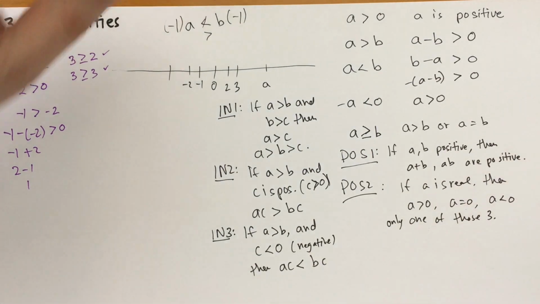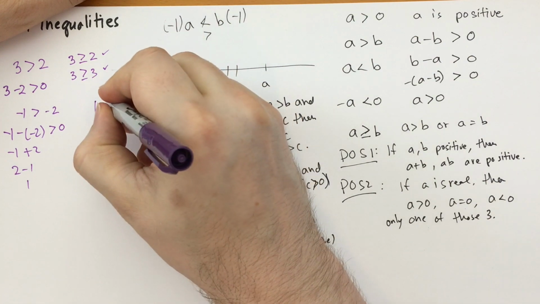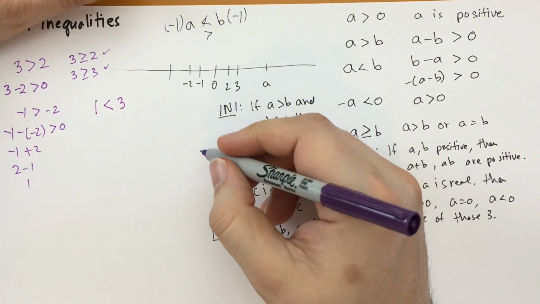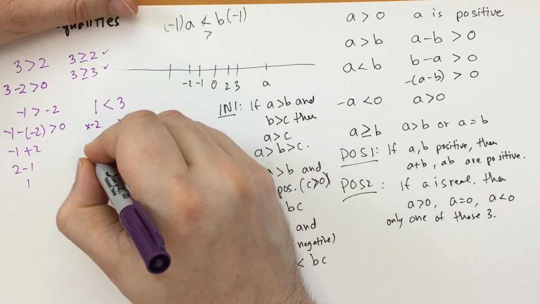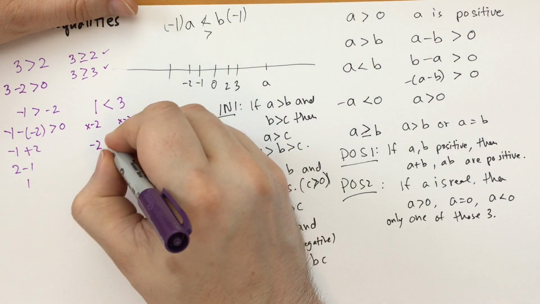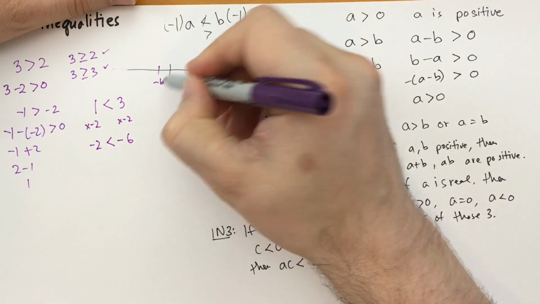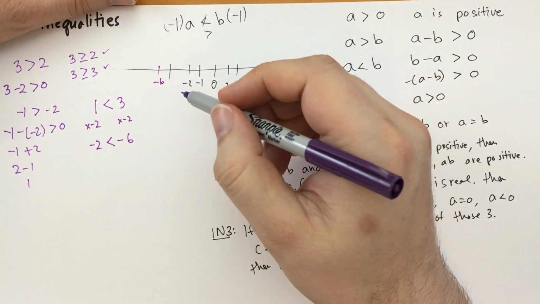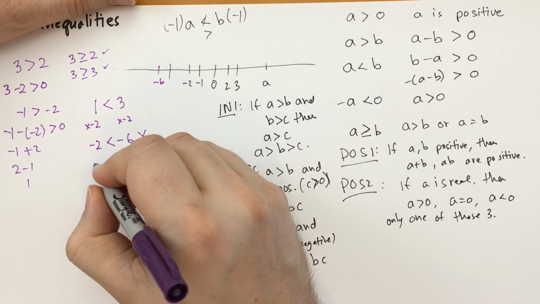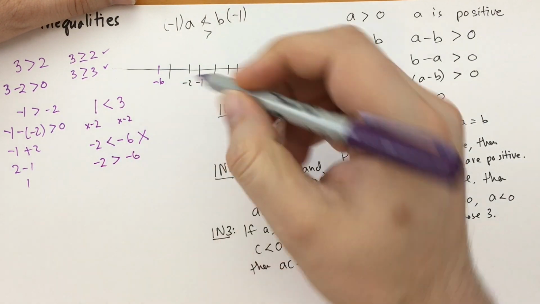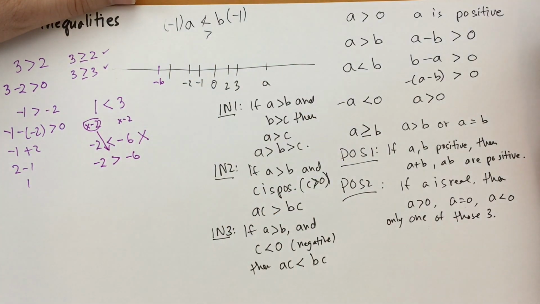Okay, so let's look at a practical example of why this is. Let's start with 1 is less than 3. Now if we multiply both sides by -2, and we didn't know this N3 rule, we might be tempted to write -2 is less than -6. But -6 is all the way over here. It's obviously smaller than -2. So this is incorrect. We should have written -2 is greater than -6. So when we multiply by negative numbers, we have to flip that sign.